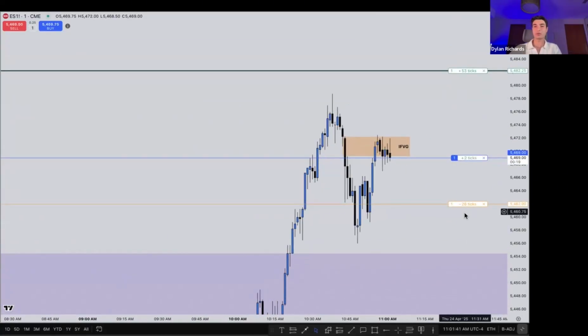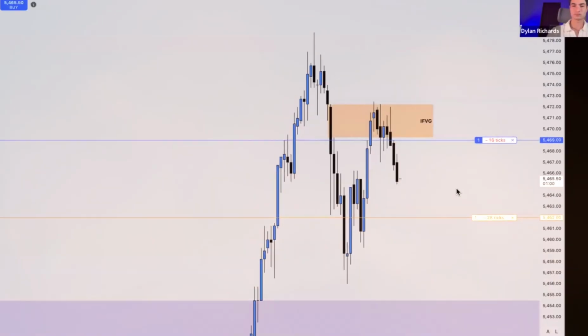All right, so because we're in macro window, I do want to see some speed here. So I can see how this fair value gap here, market staying in the upper half. That's good. We want to see some speed here, though, because we are in the macro window. It should start to accelerate to the upside.